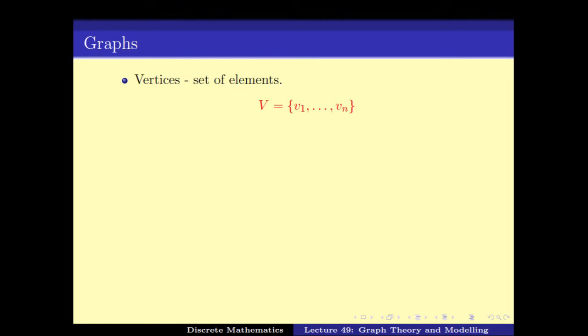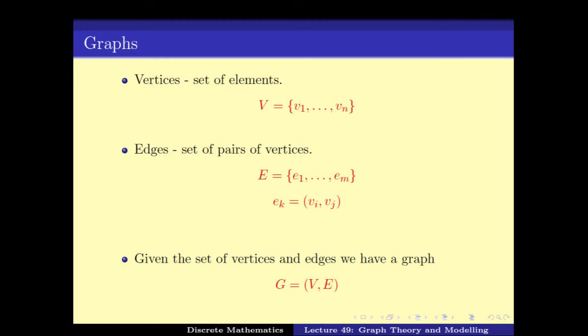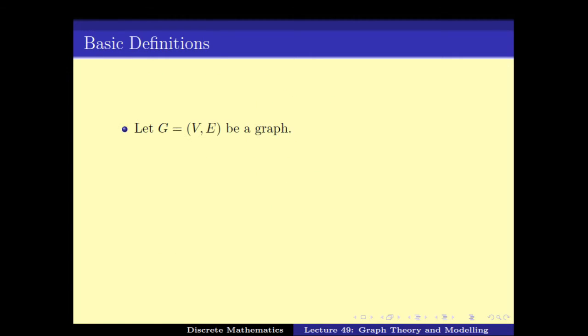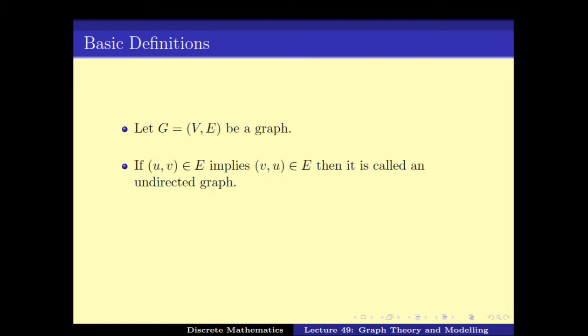So first of all, graphs are a set of vertices and a set of edges. The edges kind of denote the relationships, the binary relationships between vertices. The vertices are elements of some set. And given the set of vertices and the set of edges, we have the graph. So the graph is used to represent binary relationships.